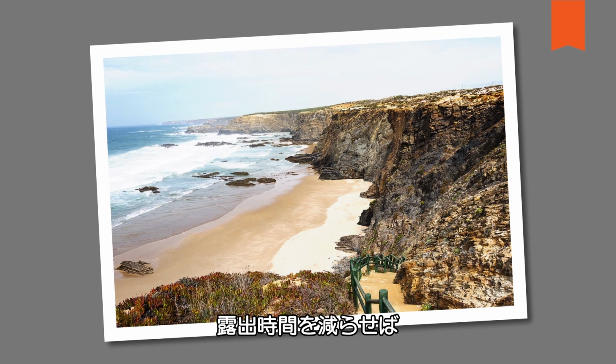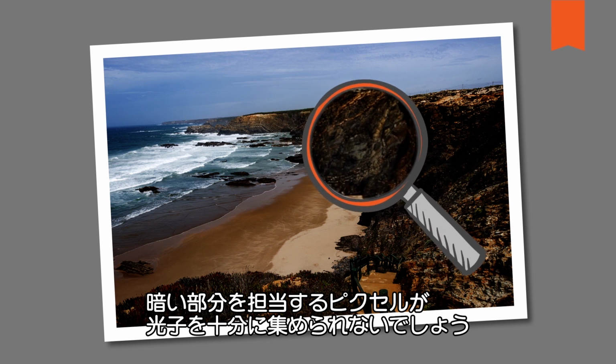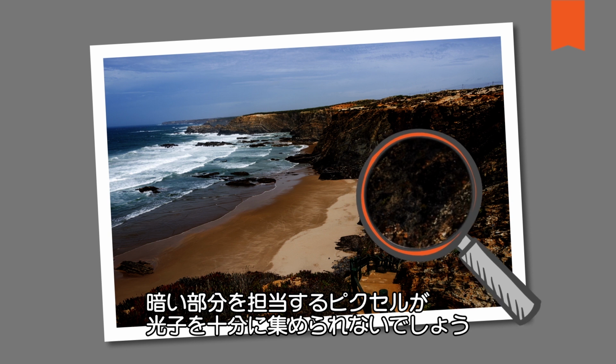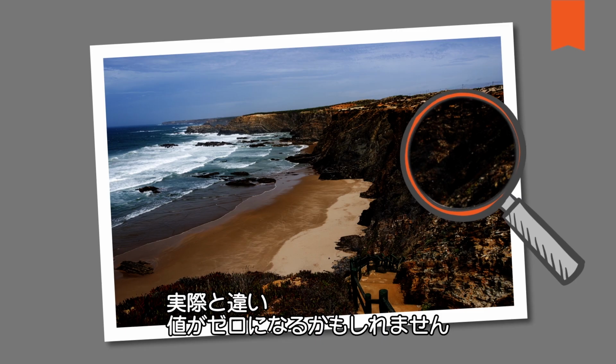On the other hand, if you reduce the exposure time, then many of the pixels which correspond to the darker areas of the scene may not have enough time to capture any photons at all. They all might have the value 0, while in reality there are differences.